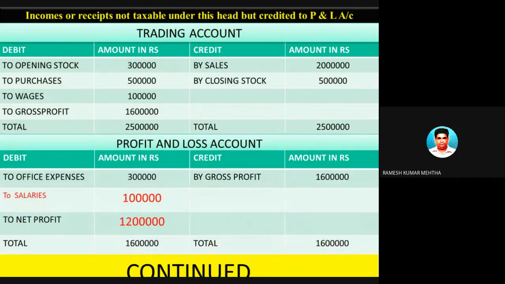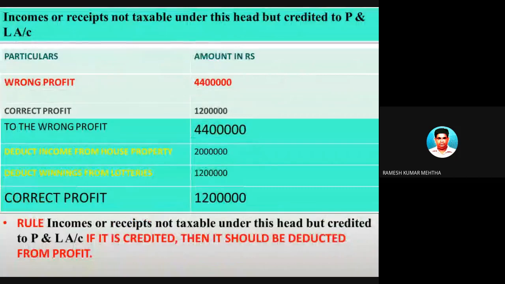Now this is the slide where the real profit and loss account is shown. So I will remove these two items on the credit side of profit and loss account, and then the net profit has become 12 lakh rupees. So originally it was 44 lakh rupees. Now it is only 12 lakh rupees. So 44 was a wrong profit. The right profit is 12 lakh rupees.